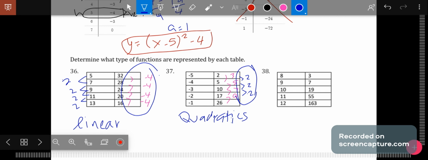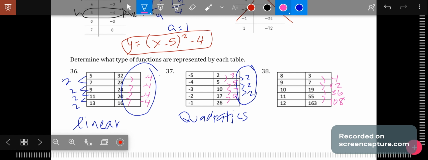Finally, for the last one, we want to go through and subtract. 7 minus 3 is 4. 19 minus 7 is 12. 55 minus 19 is 36. 163 minus 55 is 108.